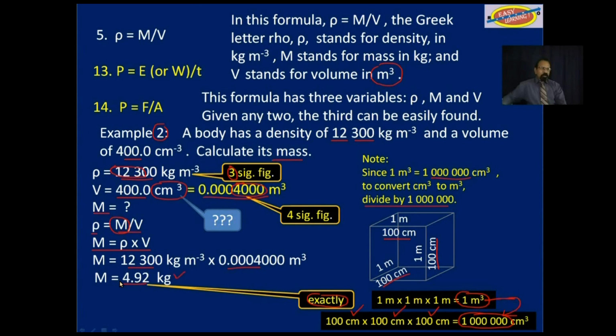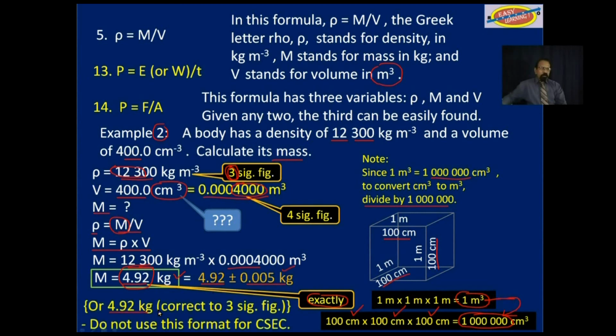And that is sufficient for CXC. Remember, our answer requires 3 significant figures, and this is 3 significant figures. So that's our answer. Now you can write 4.92 plus or minus 0.005 kilogram, but you are not getting extra marks for that.